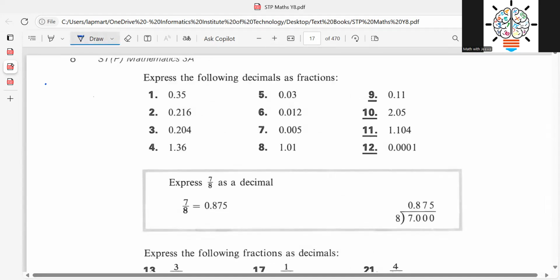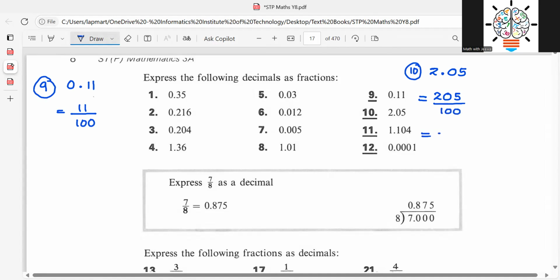So then here, question number 9, you take the pink color pens and mark your answers. 0.11, you have two decimal places, 11 over 100. Okay, so then question number 10. You have two things to do, you can use either method. 2.05, you can write 205 over 100, right? So this is the second method I explained to you. 2, 5 over 100, right?